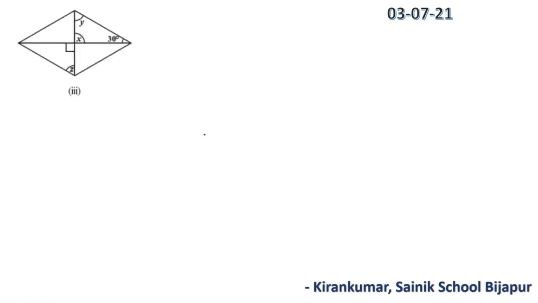Third sub-question. We need to understand that this is a symbol used for mentioning 90 degrees. So whenever two lines intersect each other, the pair of vertically opposite angles are equal. Here x will become equal to 90 degrees because they are VOA, that's vertically opposite angles.